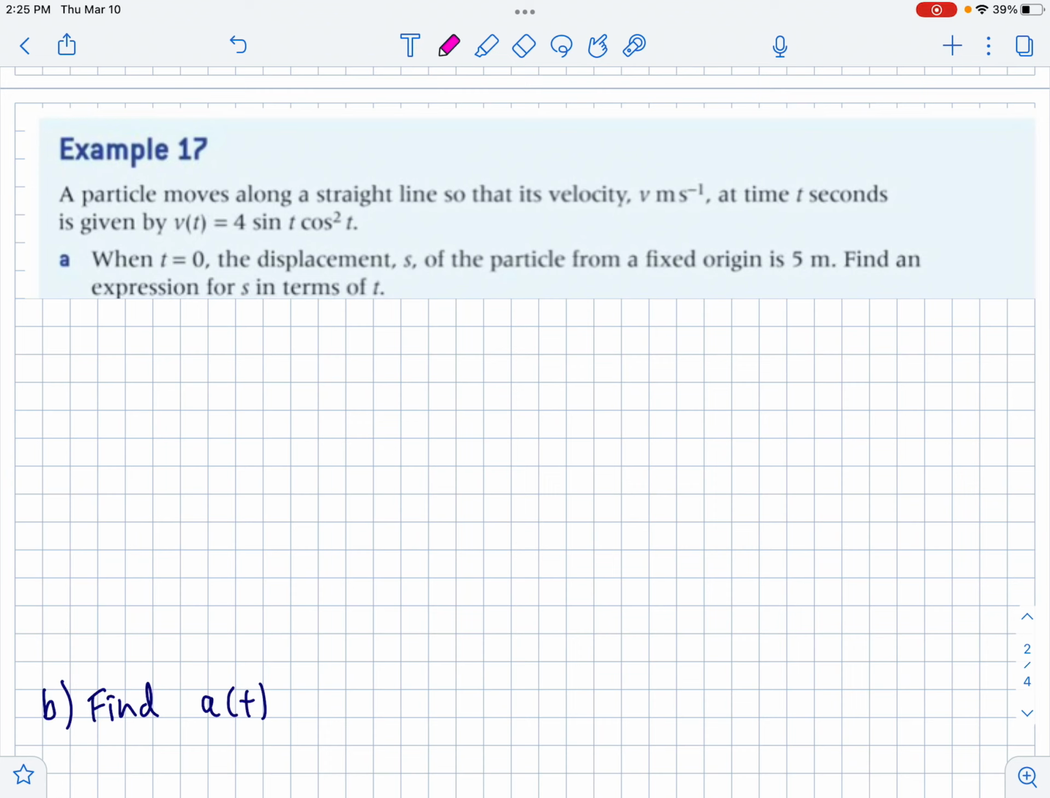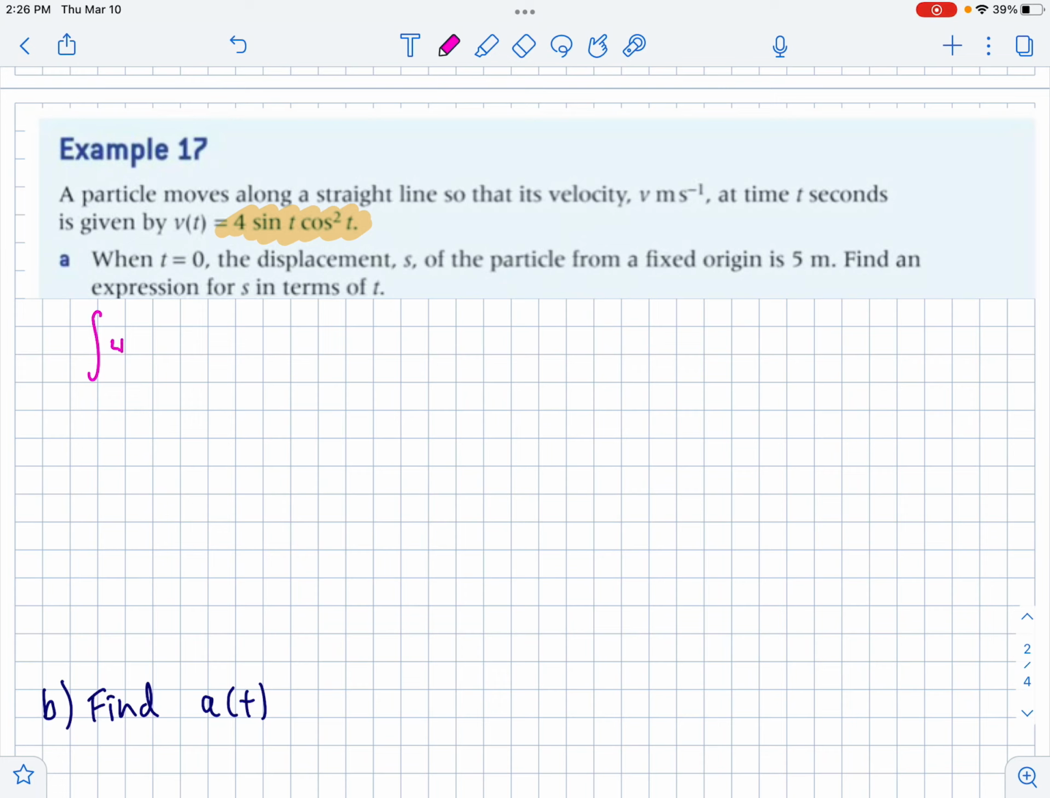Last example, a particle moves along a straight line with a velocity. Oh, so they're giving us velocity at time t seconds. So here's velocity, 4 sine t cosine squared t. This one we can use calculator for part of it, but I'm going to show you guys when it's appropriate and when it's not. So when t is equal to 0, the displacement s of the particle from fixed origin is 5. That's basically a coordinate of data about the s of t equation, meaning that if you put in a 0, you get out 5. Find an expression for s in terms of t.